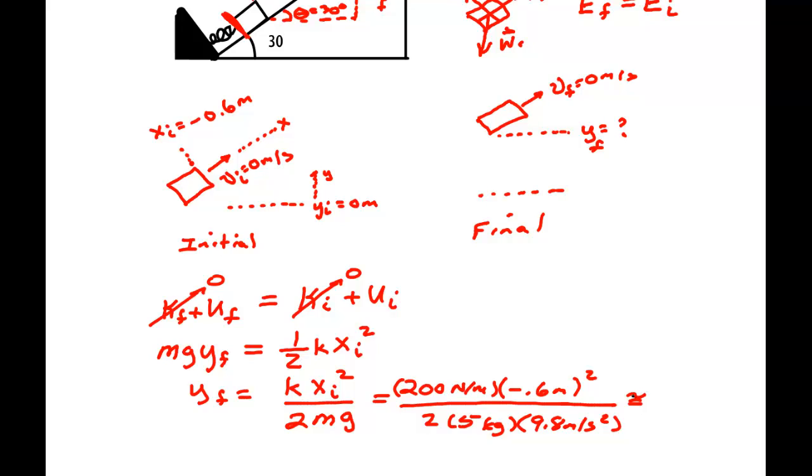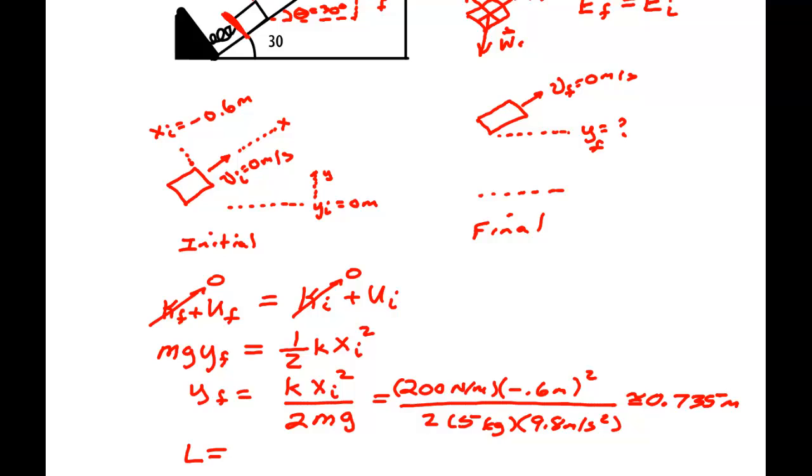Punch all that in. So let's see, 200 times 0.6 squared divided by 10 divided by 9.8. It moves 73.5 centimeters, or 0.735 meters, assuming that I punched the calculator correctly. And I believe that I have. Now, I need to find L, the distance that it goes up the incline. I believe that's what was asked.